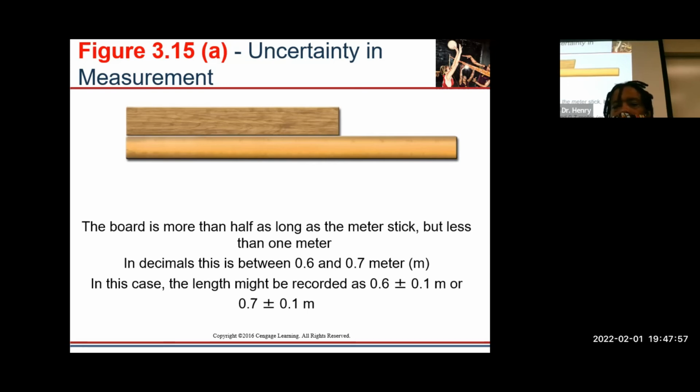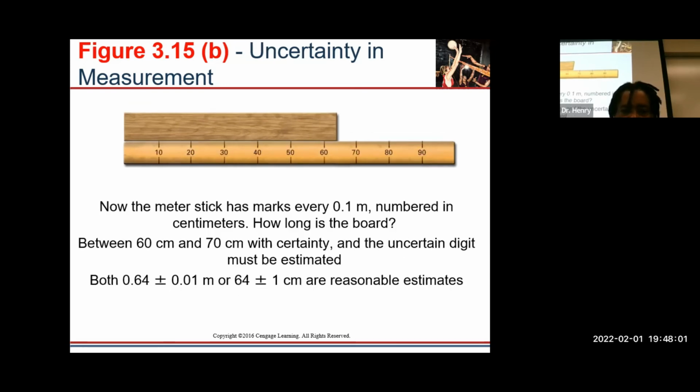But if we're able to get a little more exact, then we can go down and get a little more accurate, and it becomes less uncertain.